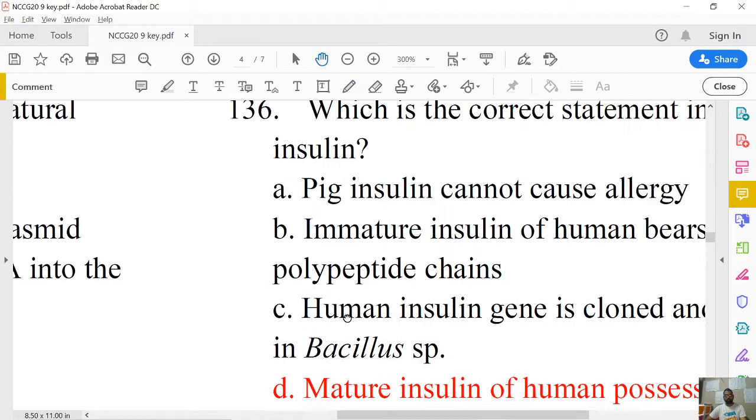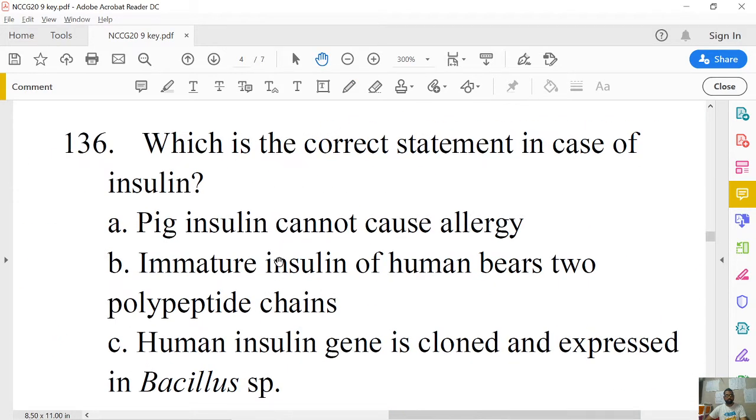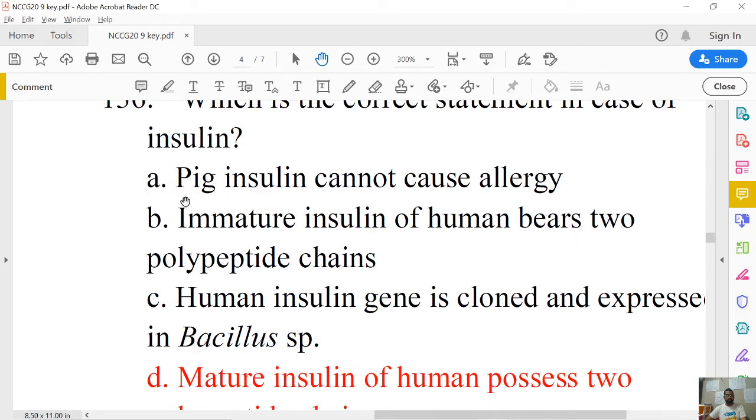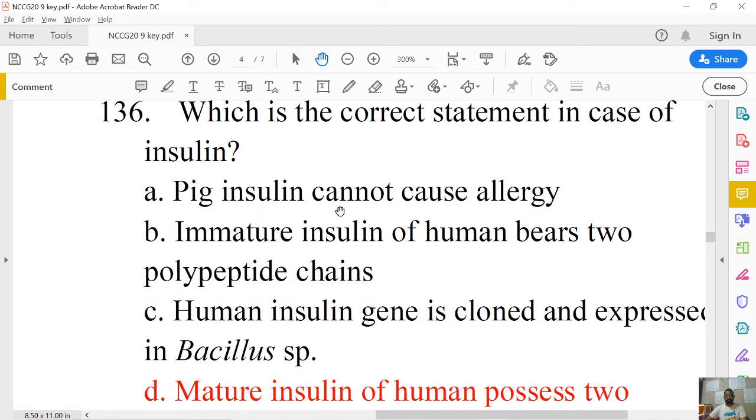which is a correct statement in the case of insulin. So insulin isolated from the pig or any other animal will actually cause allergy because the amino acid sequence will be different from human. That's why it can cause allergies. So that's a wrong statement. So "cannot cause allergy" is the wrong statement.